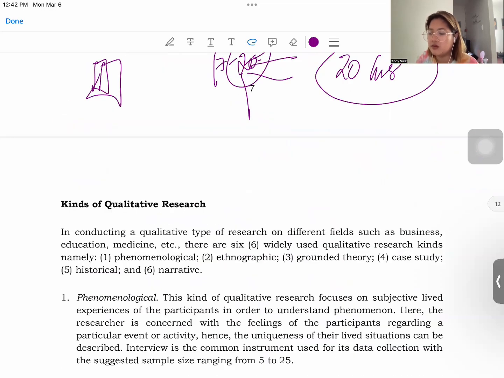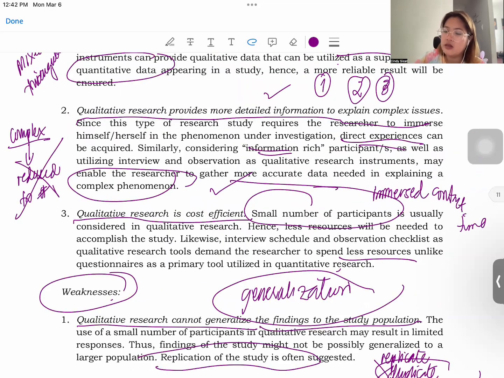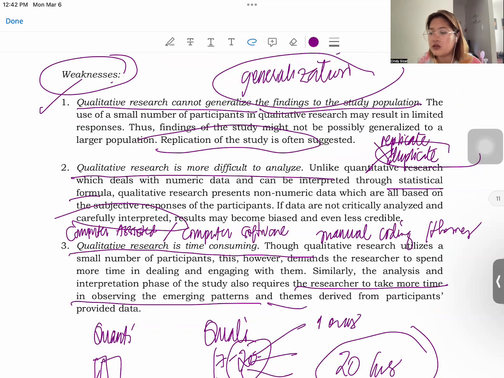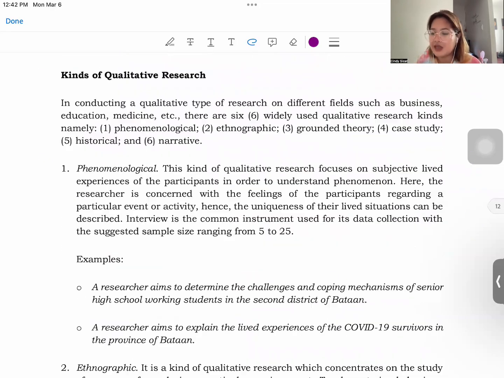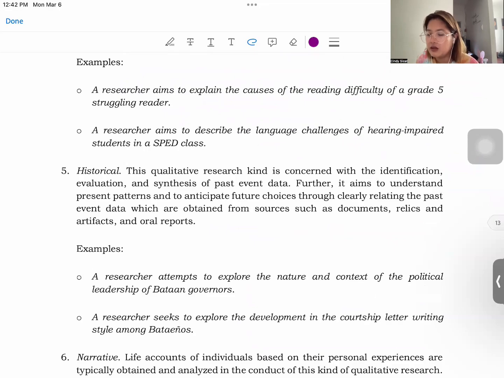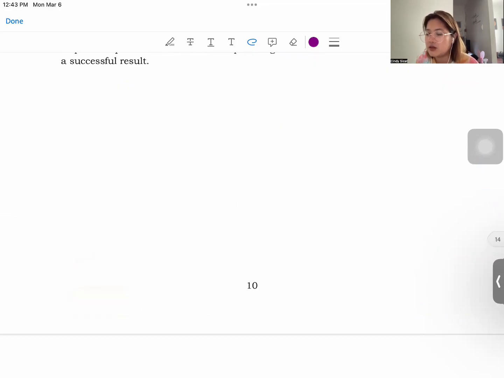Okay? So, kuha natin yon. Weaknesses, di siya generalizable. It's difficult to analyze compared to quantitative. And then, it's time-consuming, which is undeniable. Okay, now, ito I'm showing you the glimpse, okay?